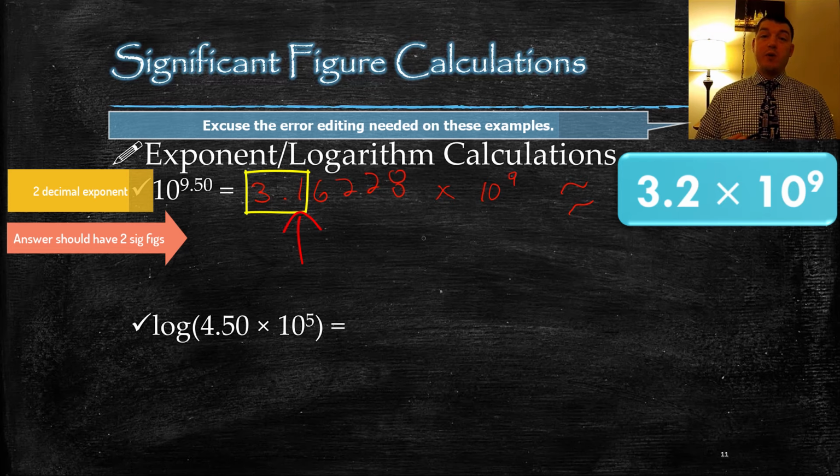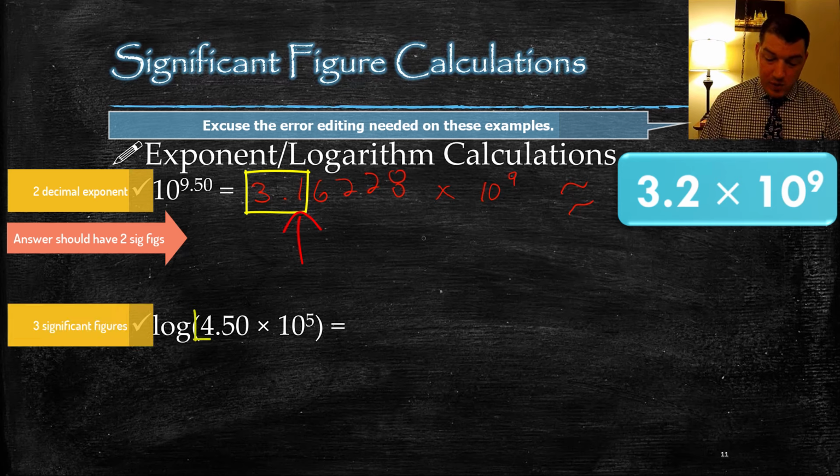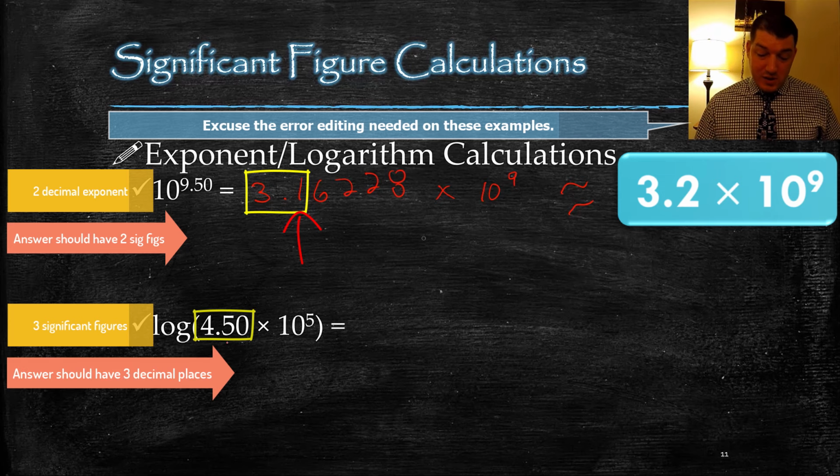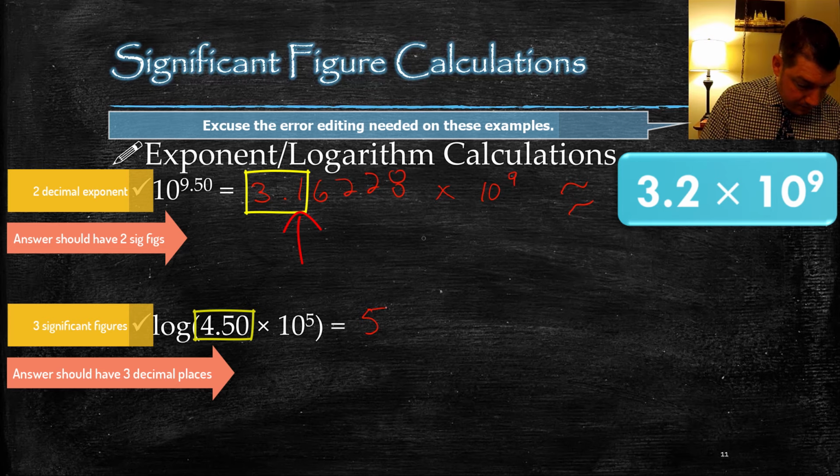We're doing computation with a logarithm. Here we're going to do log of 4.50 times 10 to the 5th. Computed answer is 5.65321.